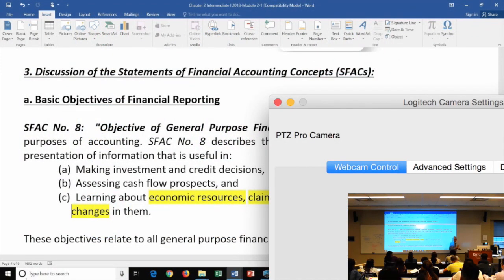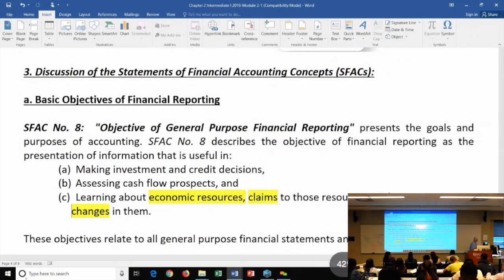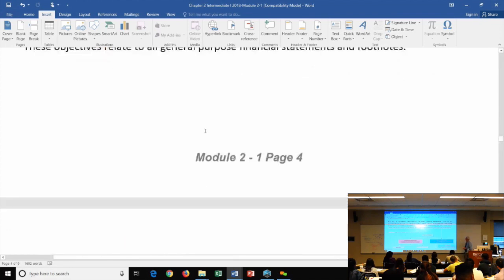Now, in order to meet the objective, we have to provide information that has characteristics and qualities that make it useful. So that's the second part of concept statement number 8, and that is the qualitative characteristics that make financial information useful for decision-making purposes. The two primary, or I should say the main characteristics, are called fundamental and enhancement.